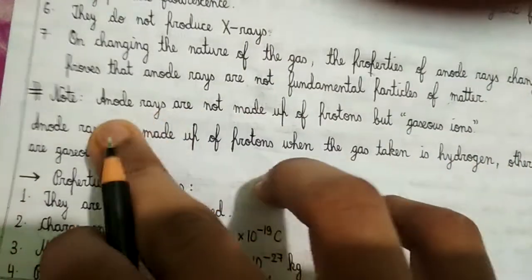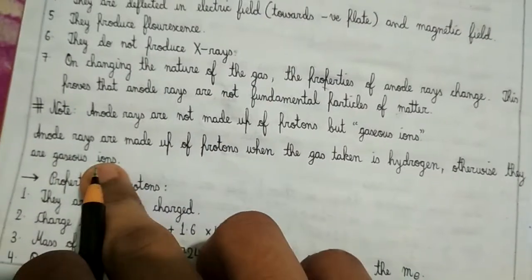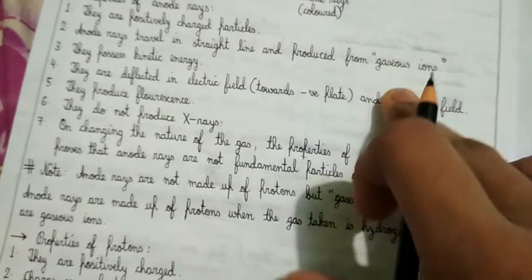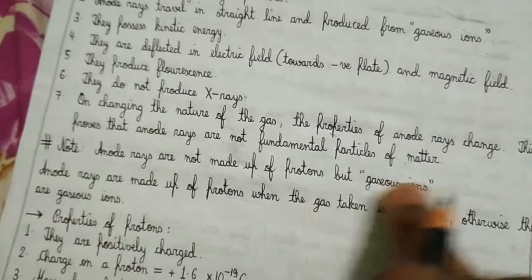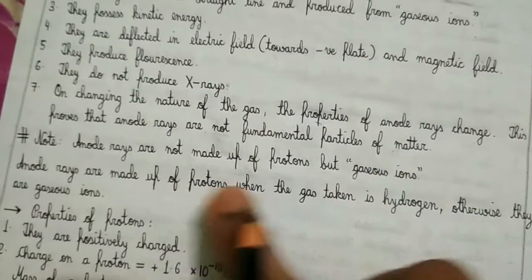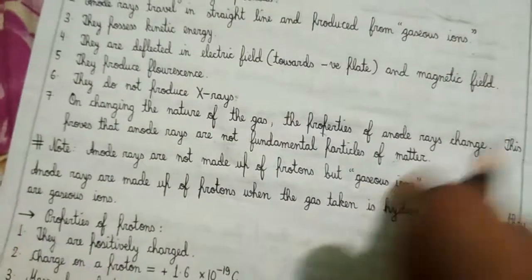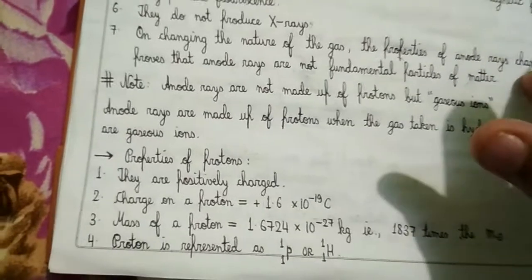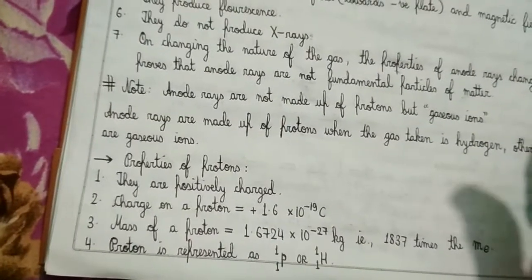That is what I wrote here: anode rays are made up of protons when the gas taken is hydrogen. Otherwise, they are gaseous ions. They are produced from gaseous ions, not made up of protons. I repeated this point several times because it is really important: anode rays are not protons, they are gaseous ions. Anode rays are protons only when the gas taken is hydrogen. Remember this point.